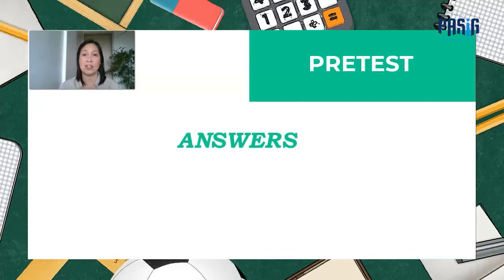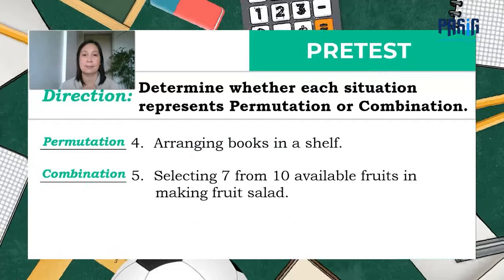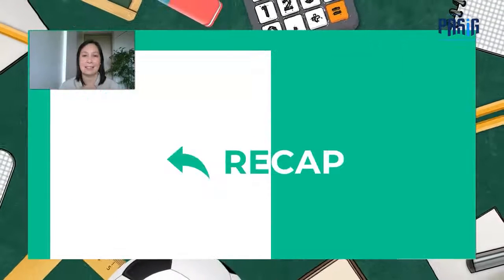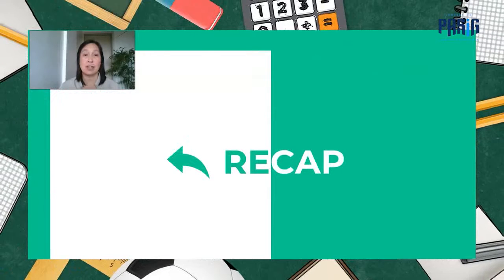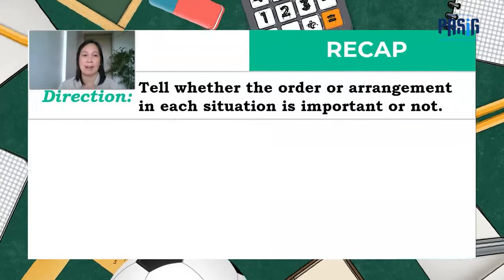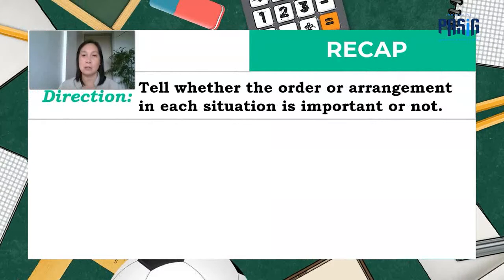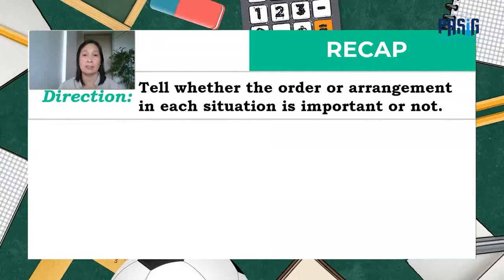Now, check your answer. Let us have a recap on what you have learned on the previous lesson. Direction: tell whether the order or arrangement in each situation is important or not.